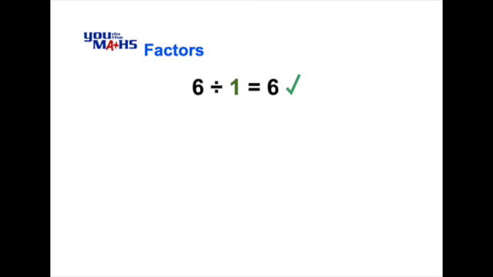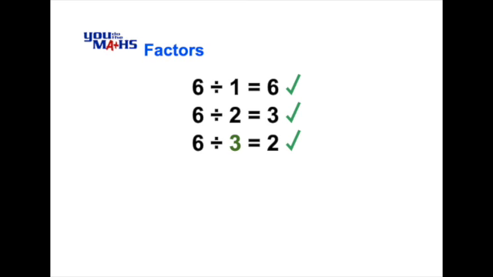So the next counting number after 1 is 2, so 6 divided by 2 equals 3. There is no remainder. So 2 is also a factor of 6. Now we know that 3 is going to be a factor automatically because 6 divided by 2 is equal to 3, and therefore 6 divided by 3 equals 2 with no remainder. So 3 is also a factor of 6.